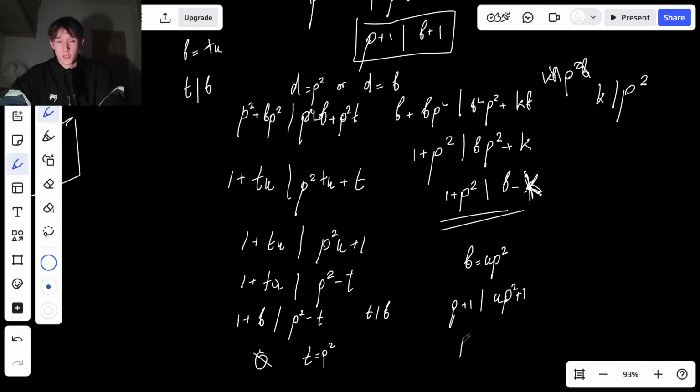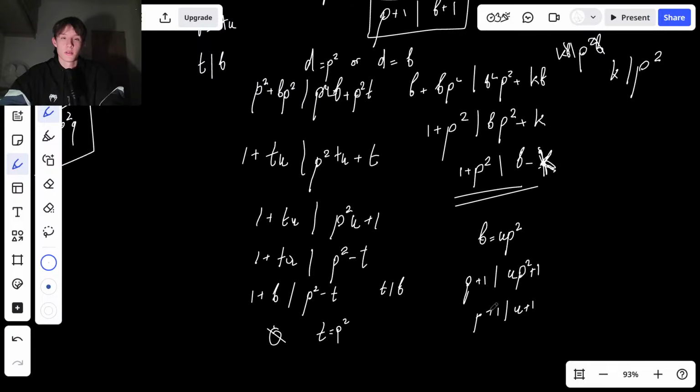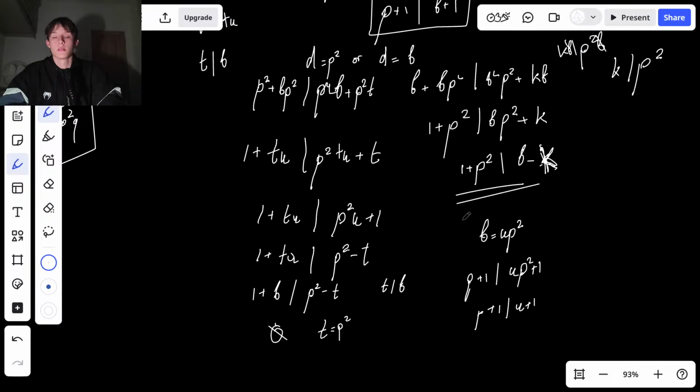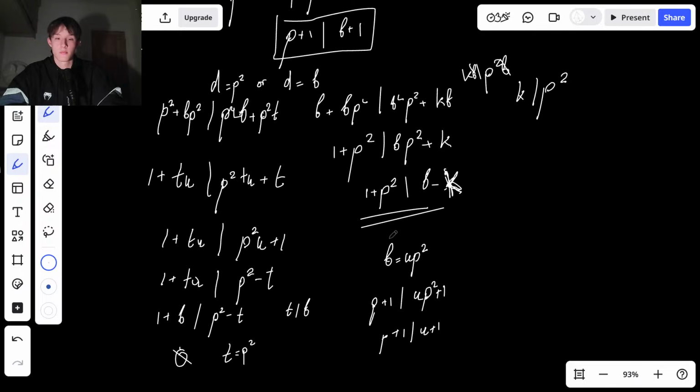So p plus 1 divides u plus 1. And it kind of goes like a dropper because we went from n to b to u, and so on. And at some point, we will stop. And this point is where probably u is equal to p, right? Because we went from n to b to u, and it's the same process how we get it.